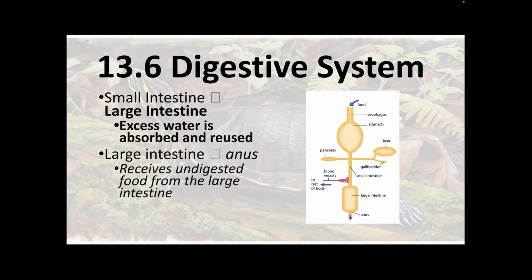Your small intestine will then lead into the large intestine, where it's going to absorb excess water that's still there, so that it can be reused throughout your body. Once the large intestine has taken out the excess water, it will then send it to the anus, which is when you pretty much poop it out. And it's going to just get rid of the waste products that are no longer needed by your body.